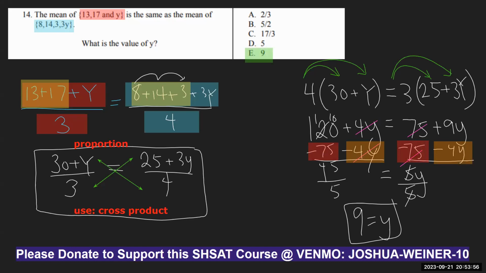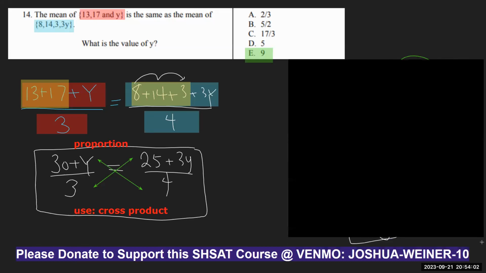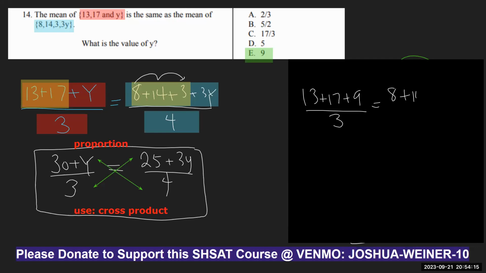Let's check and make sure that that is the true balance number for these two sets. Do that quickly. We have 13 plus 17 plus 9. If we average those 3 numbers, divided by 3, must be the same as 8 plus 14 plus 3 plus 3 9s, 27, divided by 4.